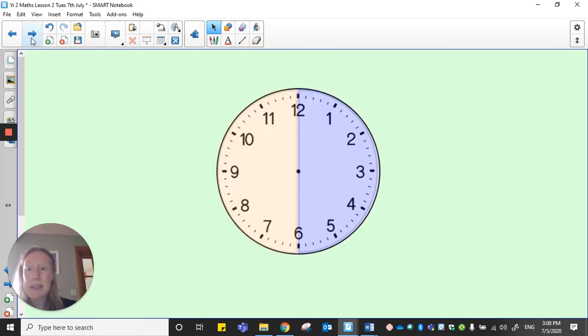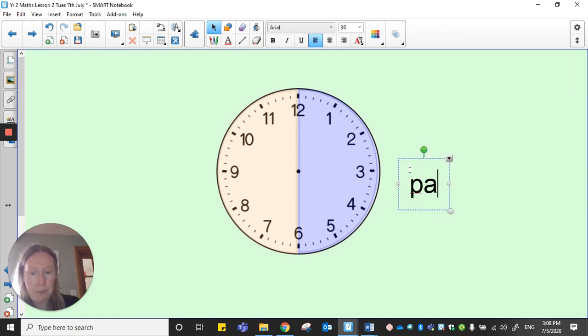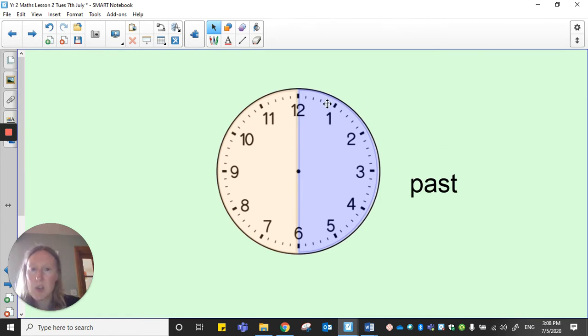And remember yesterday, we looked at just this side of the clock, didn't we? What do we call that side? We called it the past side, because all of these labels, when we're using our words, all of these have past in it. 5 past, 10 past, 15 past, quarter past, 20 past, 25 past, 30 past, which we actually call half past. Okay, let's just do a quick recap.